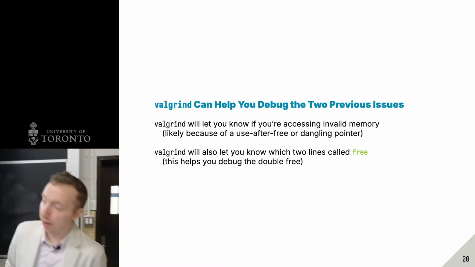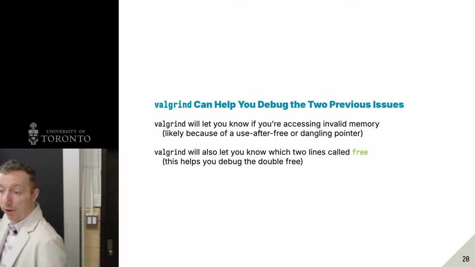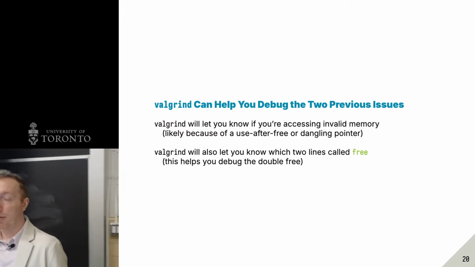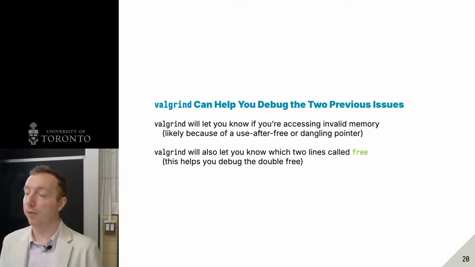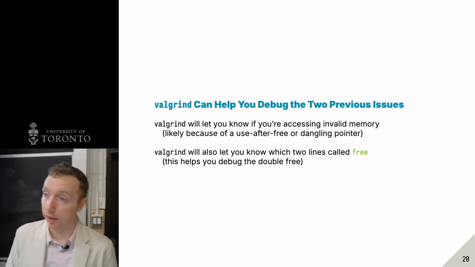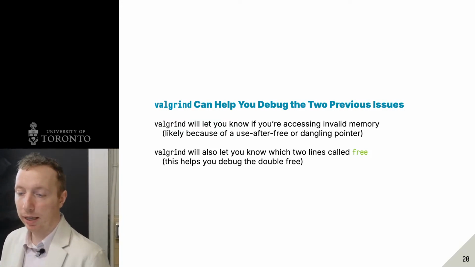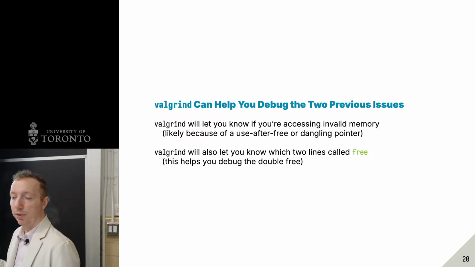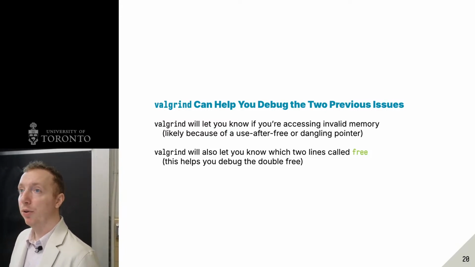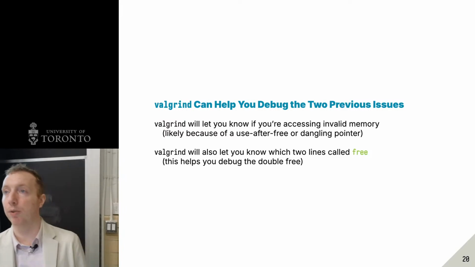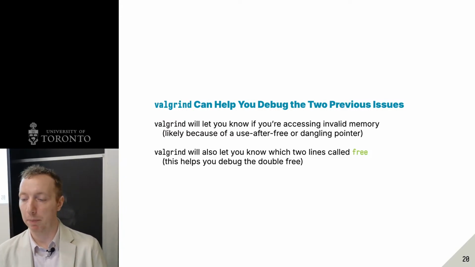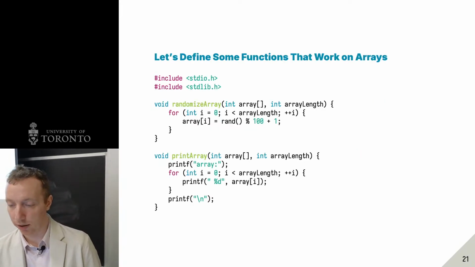So again, Valgrind, very useful tool. It will help you debug those two previous issues. It will let you know if you're accessing invalid memory, likely because of a use after free bug or a dangling pointer. It'll also let you know if you have a double free, what two lines called free, and then you can hopefully debug your program using that information as well.